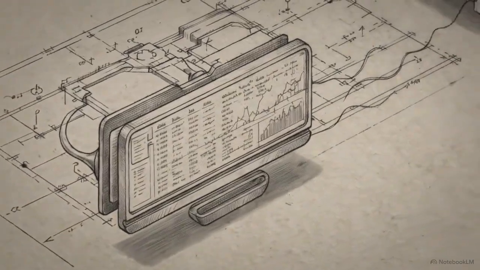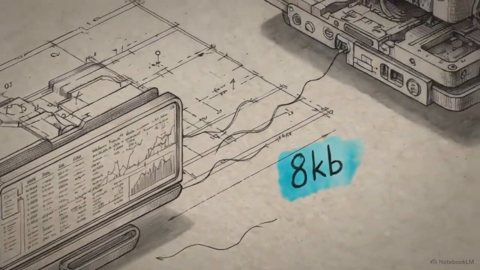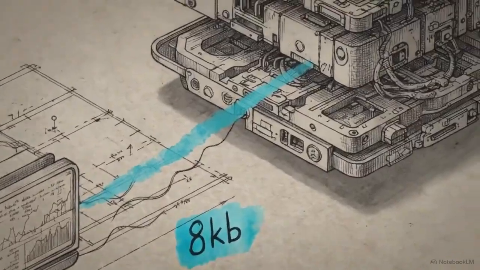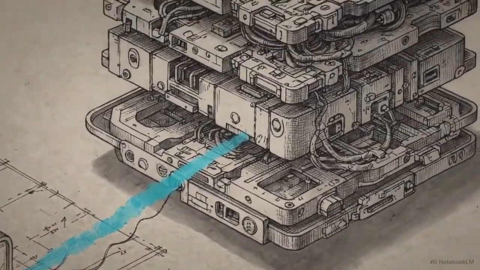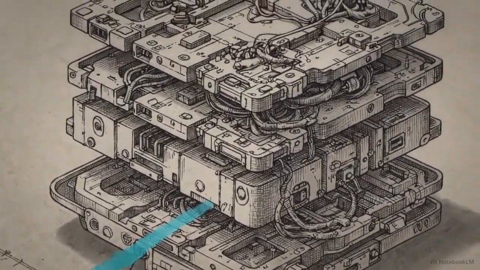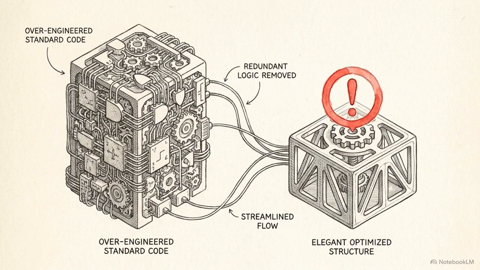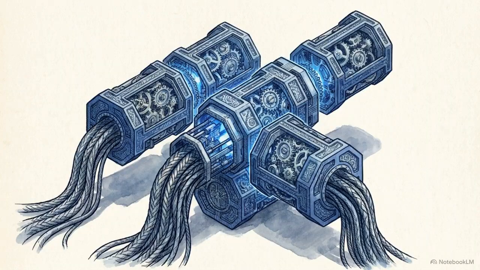Imagine a complex, data-rich web application loading instantly. Instead of a standard 60 kilobyte JavaScript payload, the browser downloads exactly 8 kilobytes. That steep reduction in file size is not the result of a new compression algorithm. It comes from relocating where the application's code actually runs.